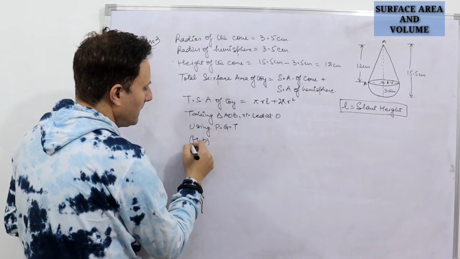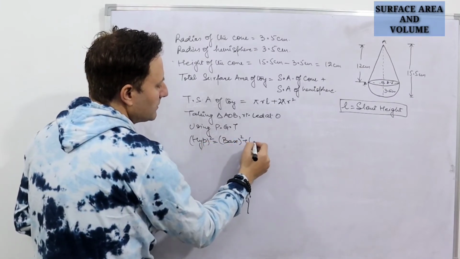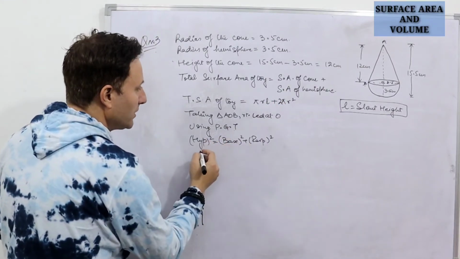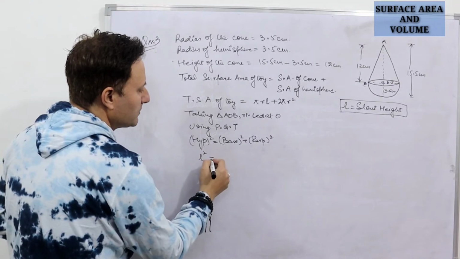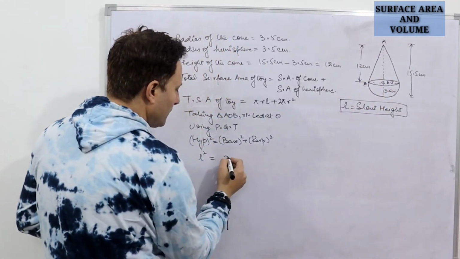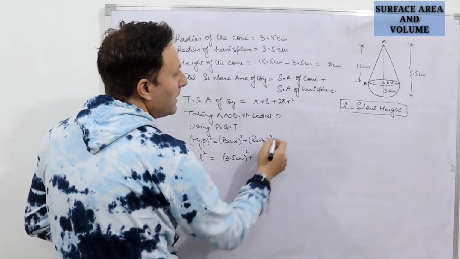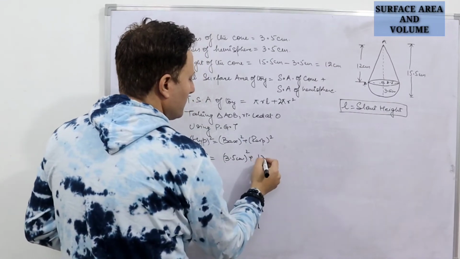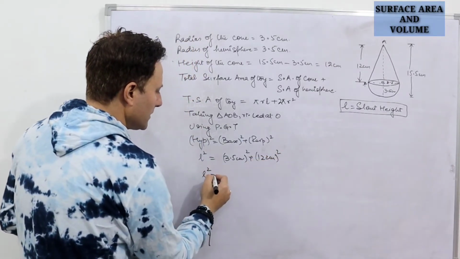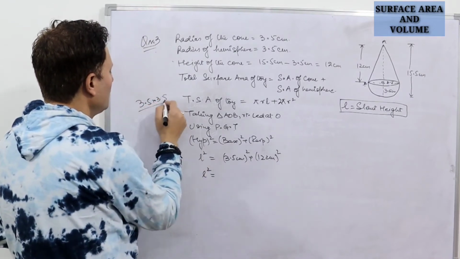Hypotenuse square is equal to base square plus perpendicular square. Hypotenuse, that's what we are looking for, so let it be L square. Base, you remove it, this is 3.5, again this is 3.5, so this is 3.5 square. And perpendicular is 12 centimeter square. So L square, if we multiply 3.5 with 3.5, what do we get?